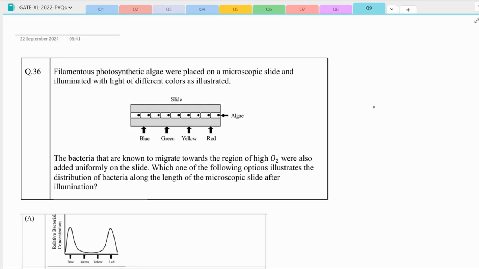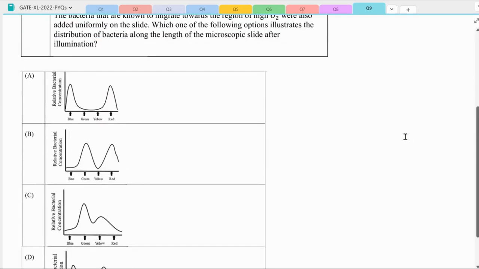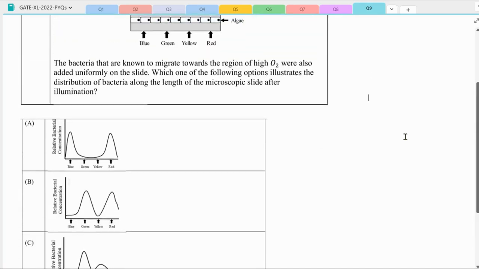So the filamentous photosynthetic algae were placed on a microscopic slide and illuminated with light of different colors as illustrated. Here you can see blue, green, yellow, and red. The bacteria that are known to migrate towards the region of high oxygen were also added uniformly on the slide. Which one of the following options illustrates the distribution of bacteria along the length of the microscopic slide after illumination? If you look at the options, the y-axis of the graph represents the relative bacterial concentration, and the x-axis represents the region corresponding to the color of illumination.